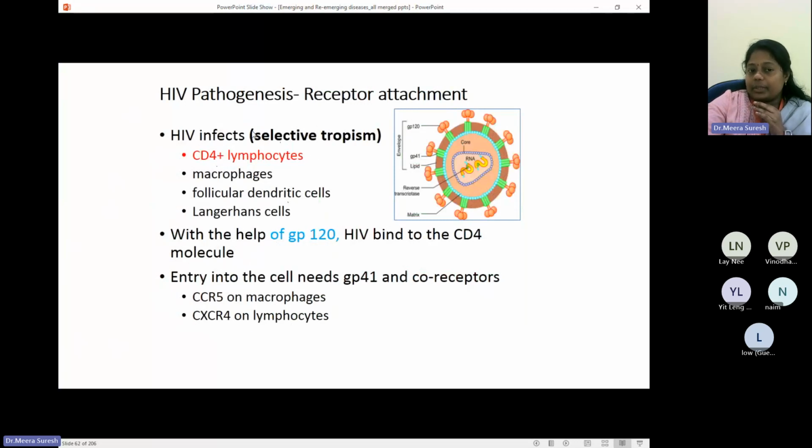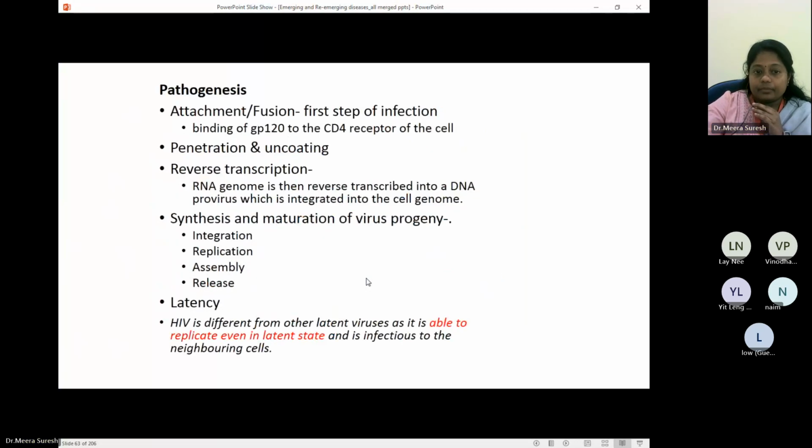Just for pathogenesis, remember that HIV has a special predilection for the CD4 T lymphocytes, and with the help of GP120 it binds to the CD4 molecule, and with the help of GP41 it enters. So initial binding happens with GP120, and then with GP41 it enters inside the cell. In pathogenesis, the first step is attachment, and then fusion, where we saw the role of GP120. And then there is penetration and uncoating.